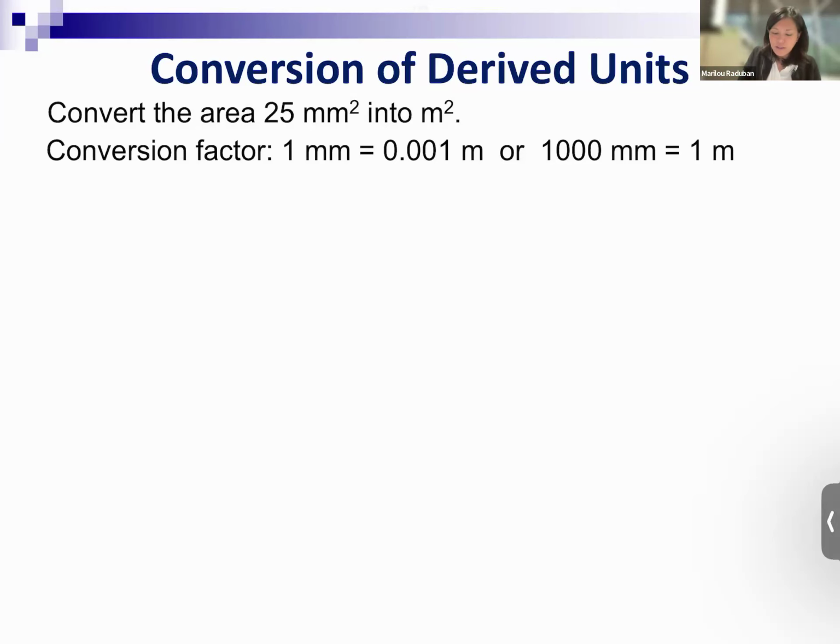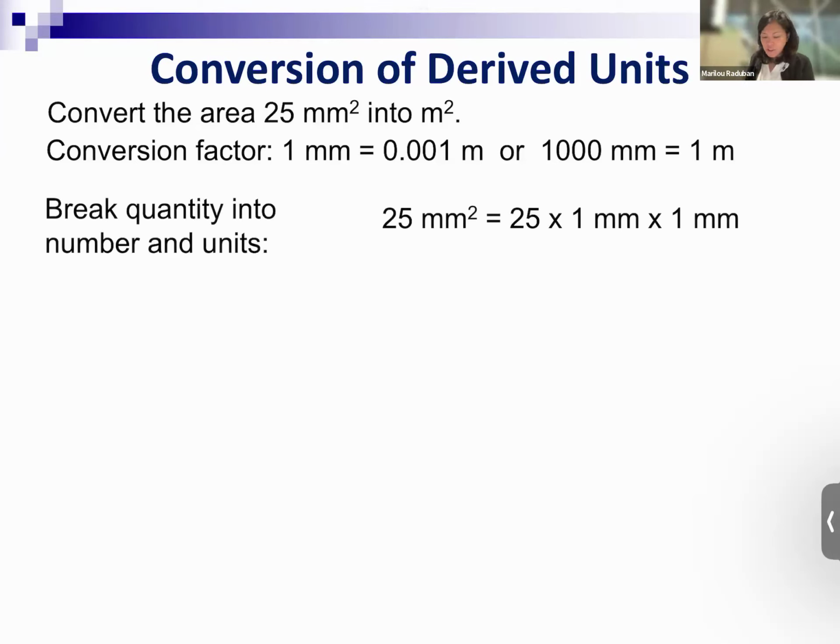Okay, how do you convert millimeters squared to meters squared? I've already written down the conversion factors here, which you can also see from the prefix table, because milli is a prefix, right? 10 to the minus 3 is what milli is equivalent to. So I've written down the conversion factors here, and just try to convert this before we look at the solution.